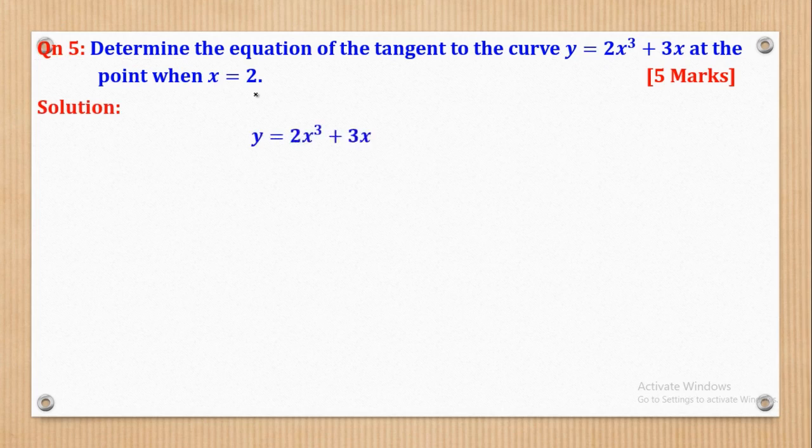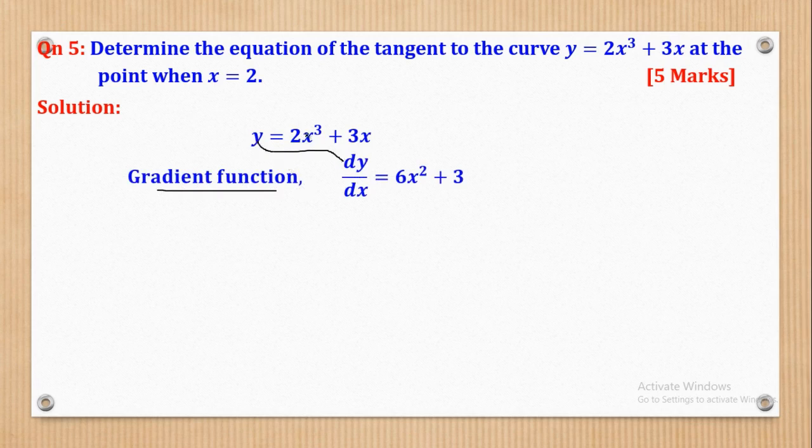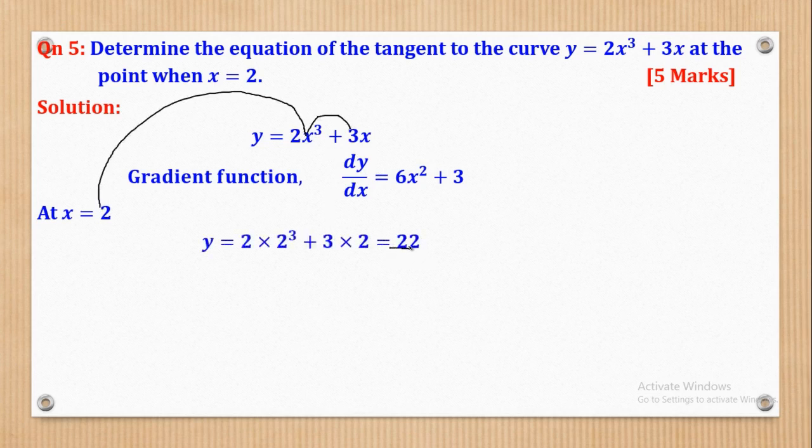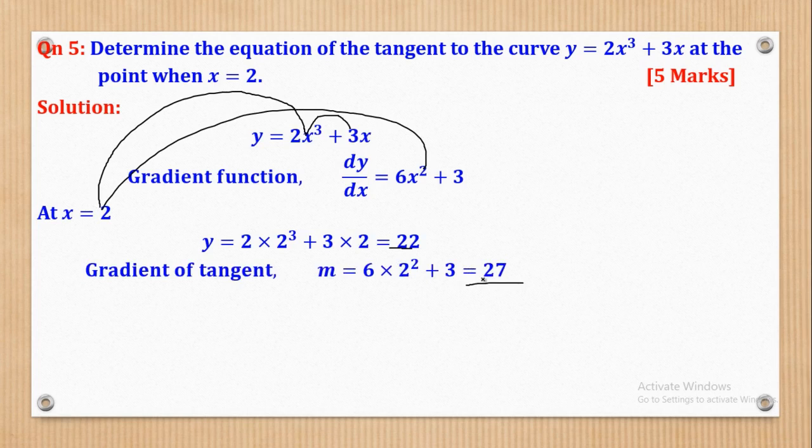So that means that the first thing to remember is that for you to get the gradient, you have to differentiate in order to get the gradient function. Therefore, the gradient function will be got by differentiating this y. So when I differentiate, differentiating 2x cubed gives me 6x squared. Differentiating 3x gives you 3. But that is the gradient function. Therefore, to get the gradient, you have to substitute for x. But before we substitute for x, let's first get the corresponding value of y for this x. So when x is 2, put 2 here to get the value of y as 22. Then for the gradient, you substitute this x equal to 2 here to come up with the gradient as 27.